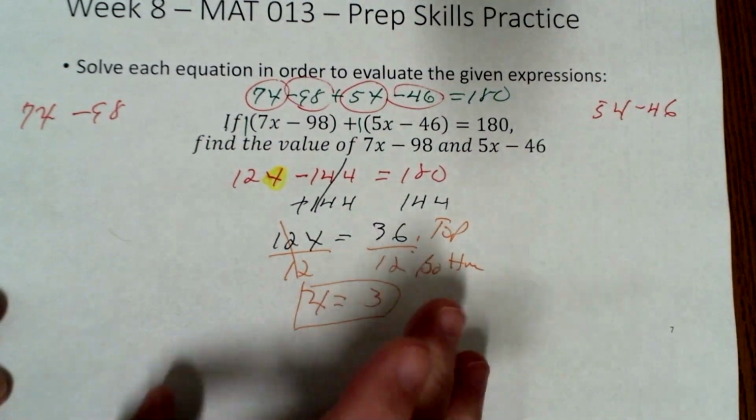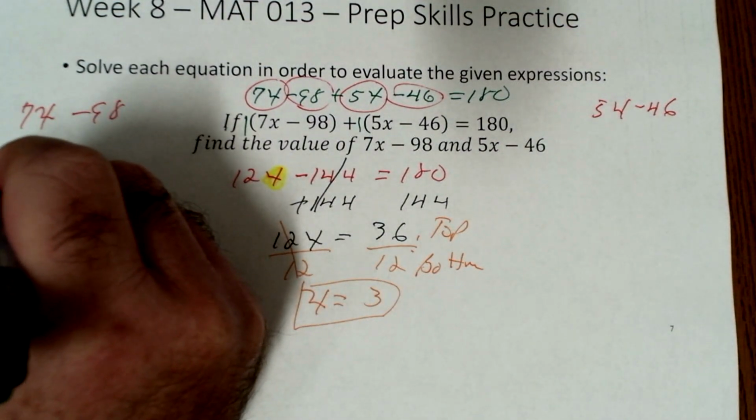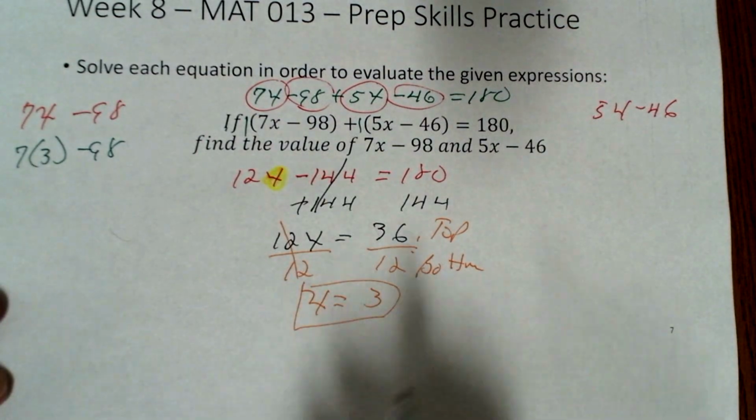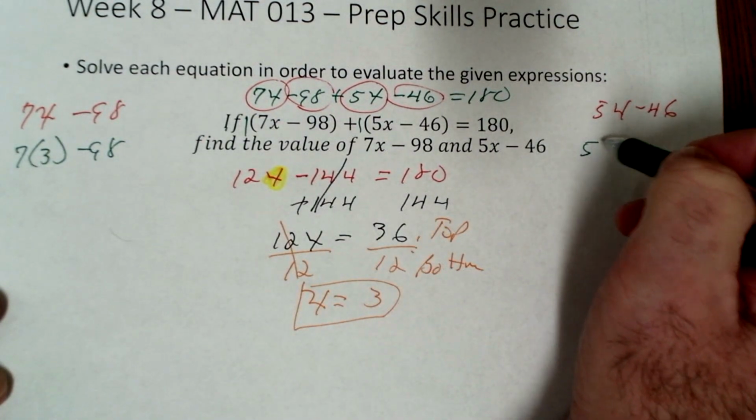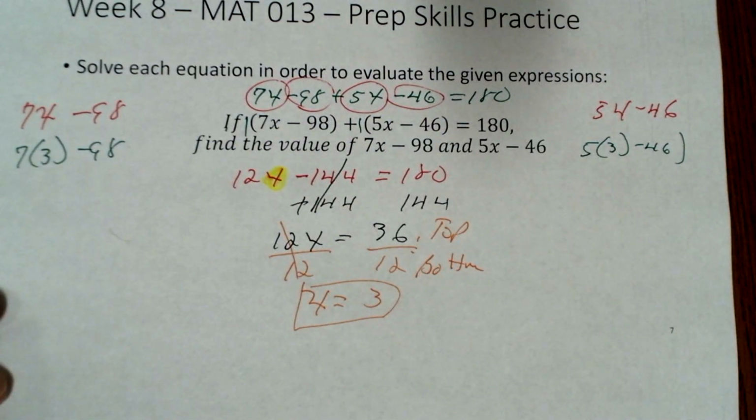I'll slide the page around so we can see it more clearly. We know that x is 3, so we're going to go 7 times 3 minus 98 and solve for that. Over here we're going to go 5 times 3 minus 46 and solve for that. Did I insert the right values? I did insert the right values.